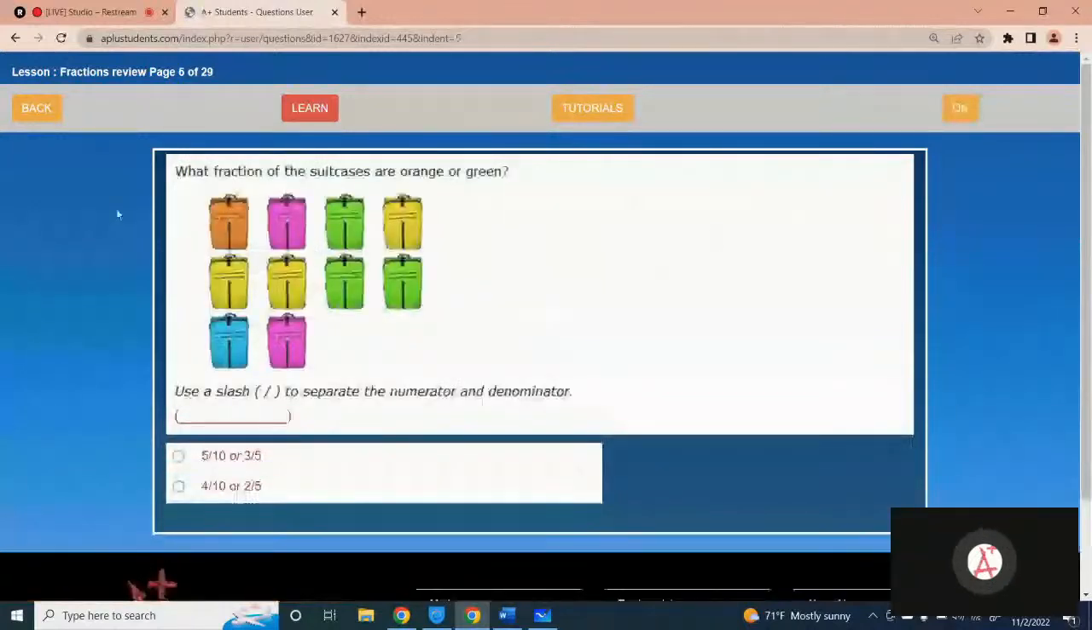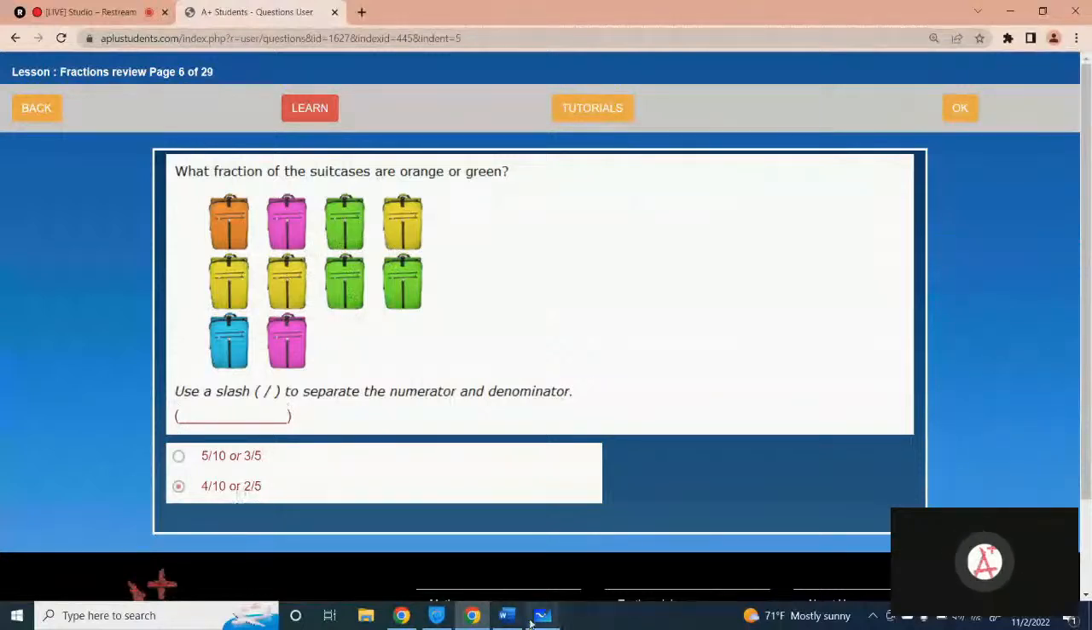Yes, very good. What fraction of the suitcases are either green or orange? So you need to count green and orange. 1, 2, 3, 4, 5, 6. So it would be 1, 2, 3 green or orange. Oh, sorry, just 1 is orange. Sorry, I counted the yellow one. And 1, 2, 3 of them are green. So it would be 1, 2, 3, 4. Either it is 4 over 10 or 2 over 5.